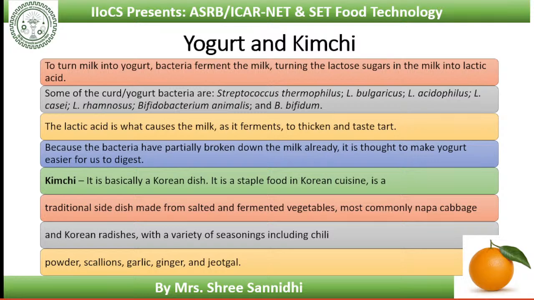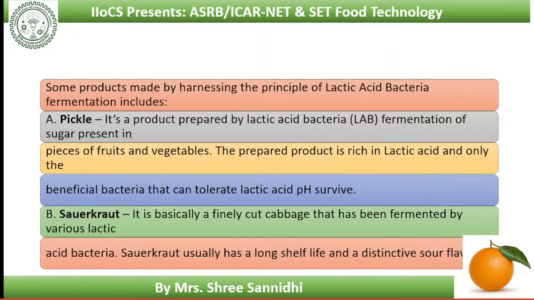So what are the major ingredients which we use? The salted cabbage and Korean radish. Along with that, seasonings we use are chili powder, scallions, garlic, ginger, and geotgal. Some other examples for fermented foods using lactic acid bacterial fermentation are pickle and sauerkraut.